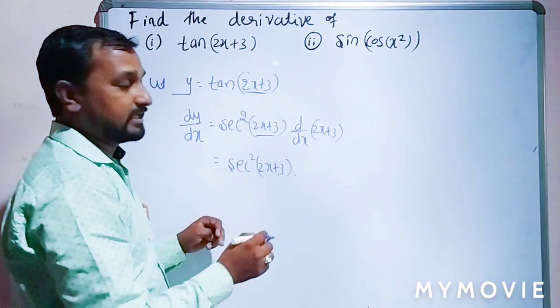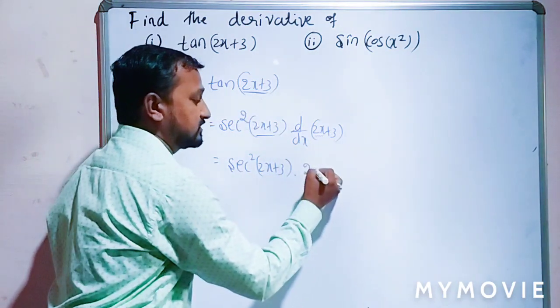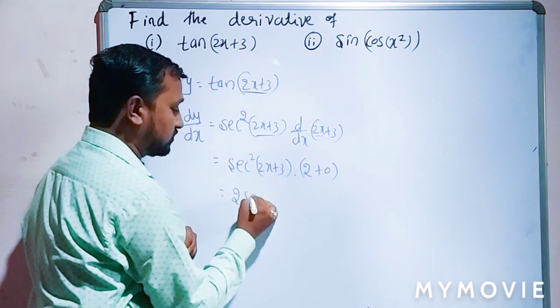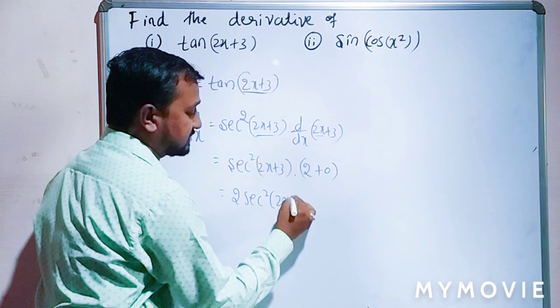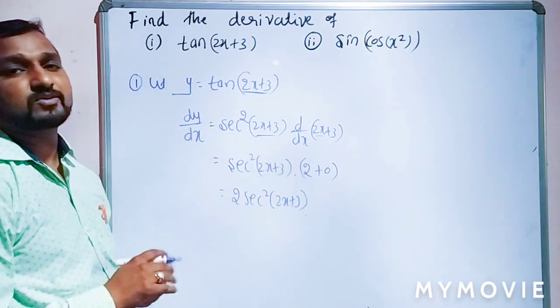Okay. Then what is the derivative of 2x? The derivative of 2x is 2. Then the derivative of 3 is 0. So the answer is 2 into sec square of 2x plus 3. Very simple. It is one more question.